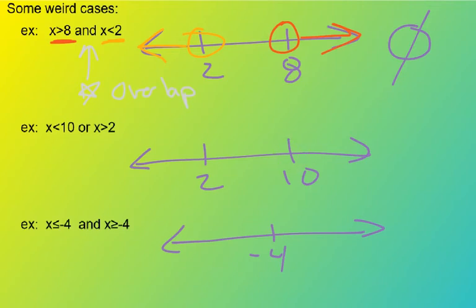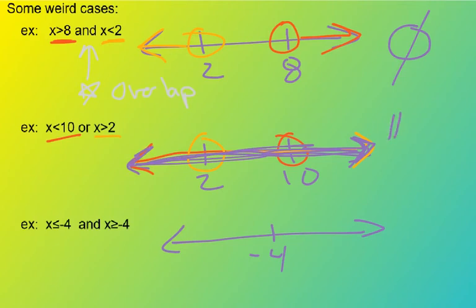So if you're less than 10, you'd be like that. And then if you're bigger than 2, you're going to be that. And if you look at what I just shaded there, you will see that I actually shaded everything on that number line. So this is kind of another weird situation that shows up. And the best way to really write this answer is this weird little R. And that R is really just a way to symbolically say all reals.